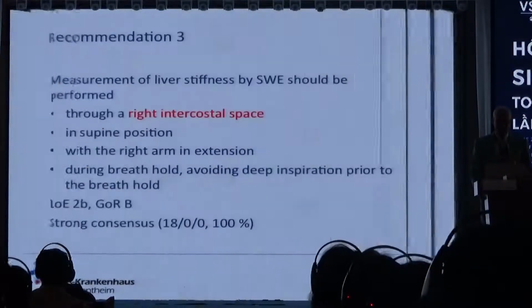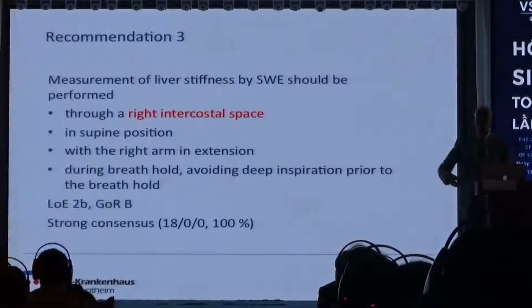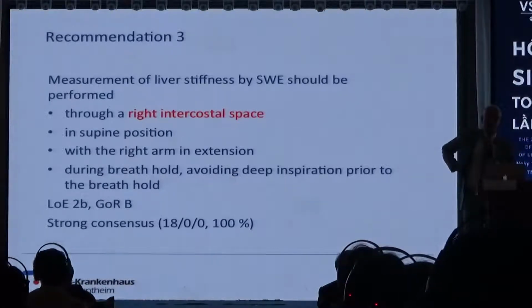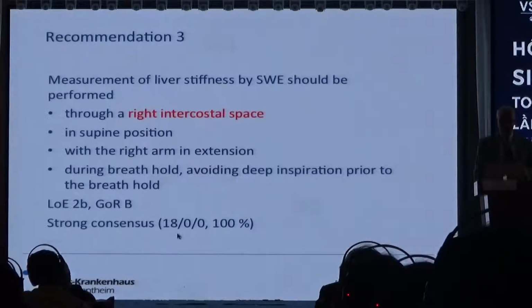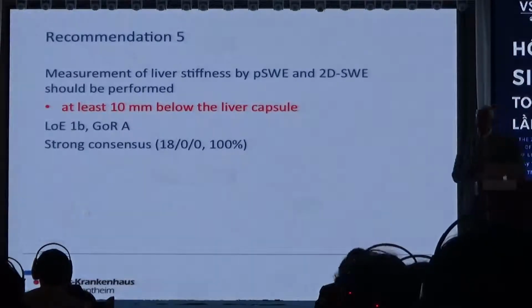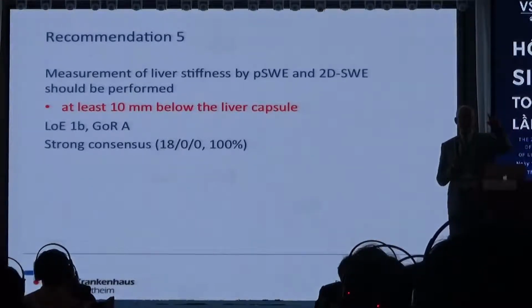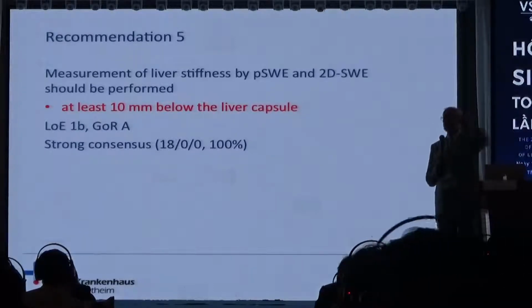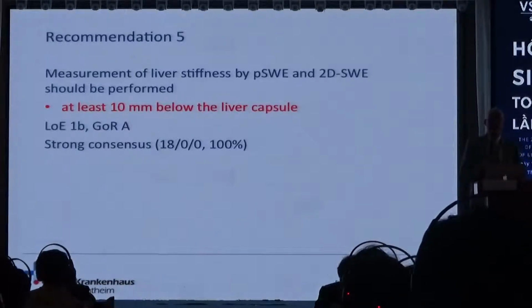Okay, let us go through a few recommendations. The examination should be done via an intercostal approach on the right side. Please do not measure in the median line. Do it right intercostally. You can see there was a strong consensus, and we have pretty good evidence that this is right. Second, measure below the liver capsule, at least 10 millimeters, better 20. If you measure next to the liver capsule, the values will be stiffer, and you will overestimate liver fibrosis, okay?